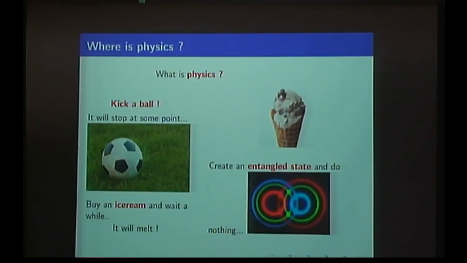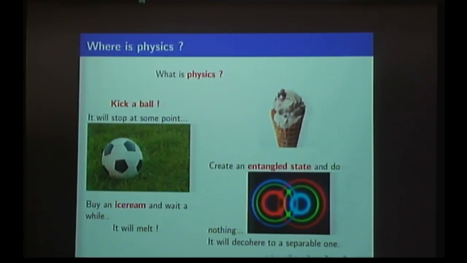And then if you create an entangled state and do nothing, a similar situation: it will decohere to a separable state. Like ice cream will melt because of thermodynamics, and because of friction the ball will stop, here because of inevitable contact with the environment, entangled states will lose their quantum features, they will become classical states.